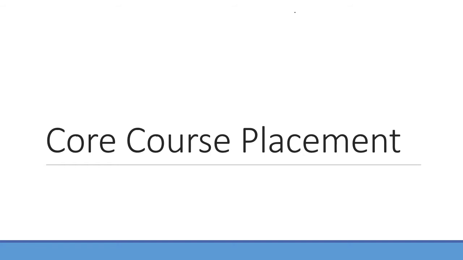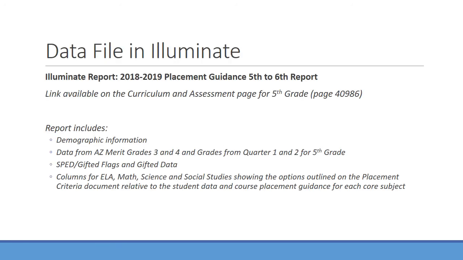The criteria outlined in this section is modeled upon statistical analysis of student profiles. While no criteria is all-inclusive, students with the enumerated characteristics are likely to demonstrate success in advanced courses. A data file has been compiled in Elluminate for your review and use. When you log into Elluminate, the report will populate with your 5th grade students.